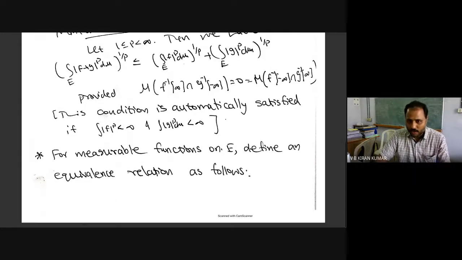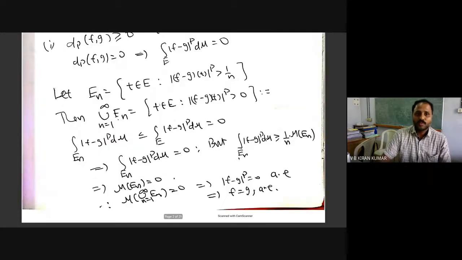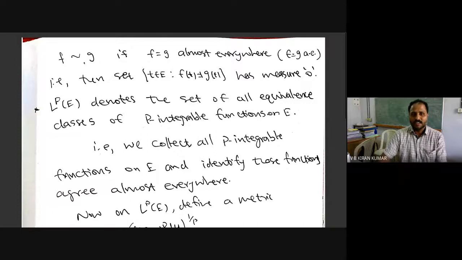Now, for measurable functions on E, we define an equivalence relation as follows. We say that f equals g if f equals g almost everywhere. So what do we mean by almost everywhere equal? That means f need not be equal to g everywhere.